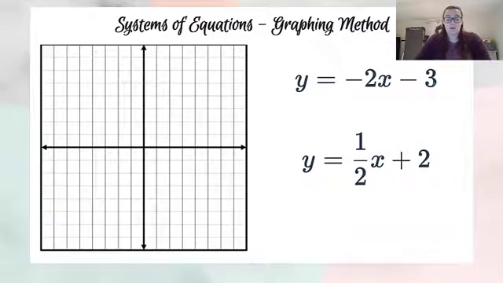My first one here is y equals negative 2x minus 3. So I'm going to start with my y-intercept at negative 3. And then I'm going to use my slope, negative 2, which looks like negative 2 over 1 to me, to go down 2, right 1, down 2, right 1, and I'm going to do this all the way out. It is really important with systems of equations to mark it out as far as you can go.